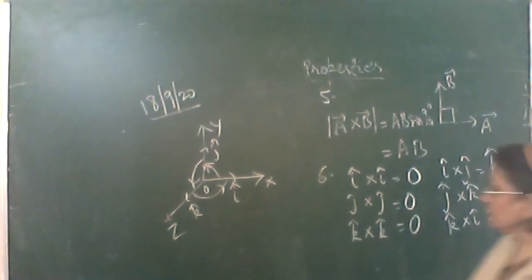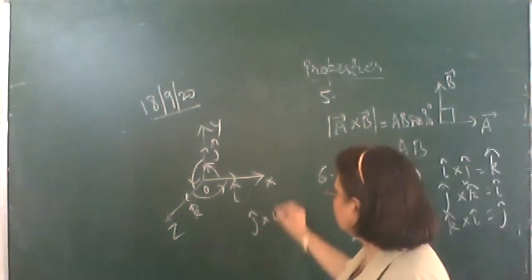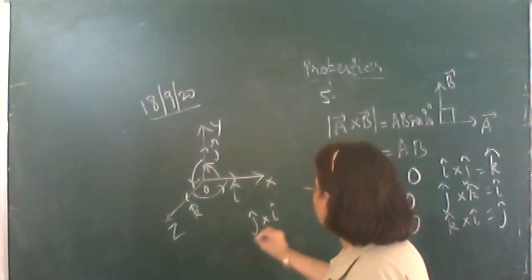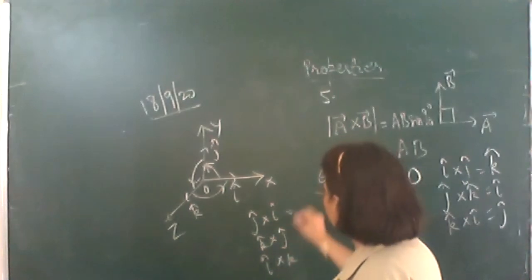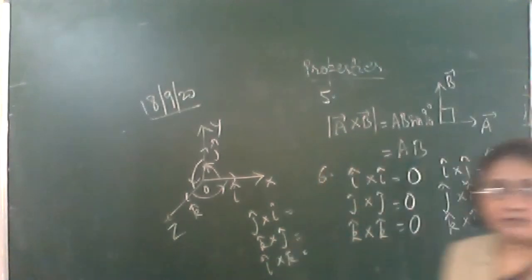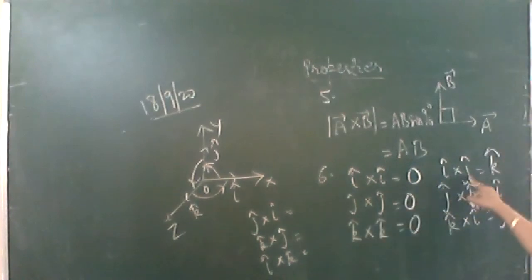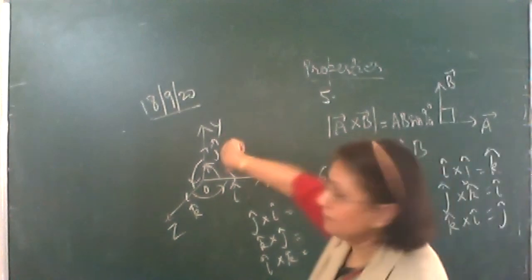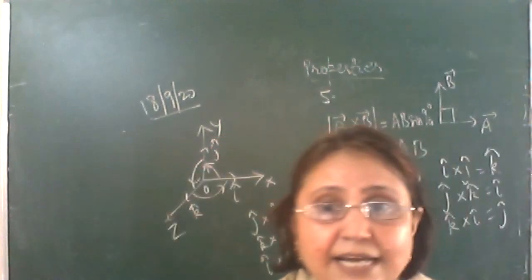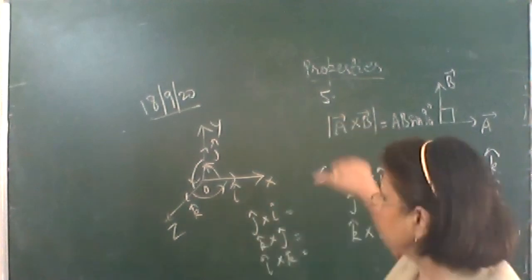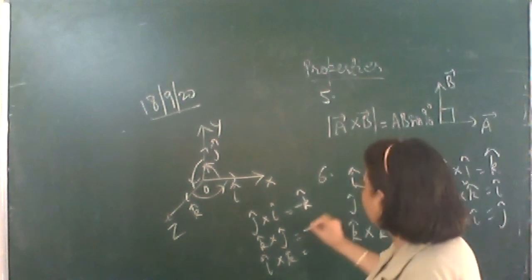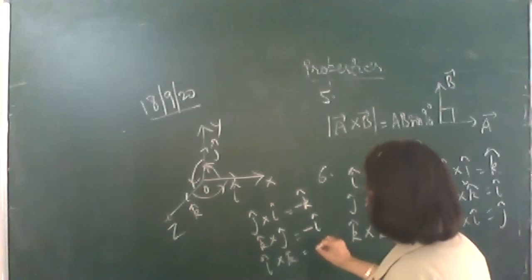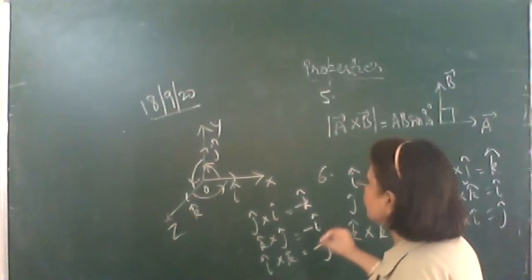Now let's find out j cross i vector, k cross j vector and i cross k vector. If i cross j is k vector, then j cross i vector will be minus z axis. Minus z axis means magnitude is 1, only giving the direction along minus z axis, that is minus k cap. k cross j cap will be minus i cap and i cross k cap will be minus j cap.